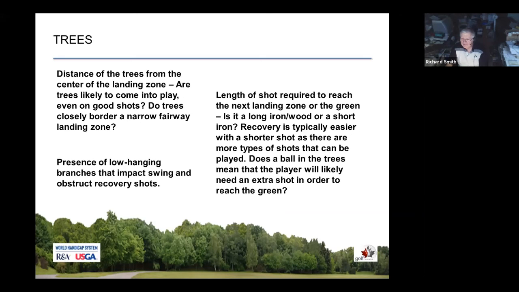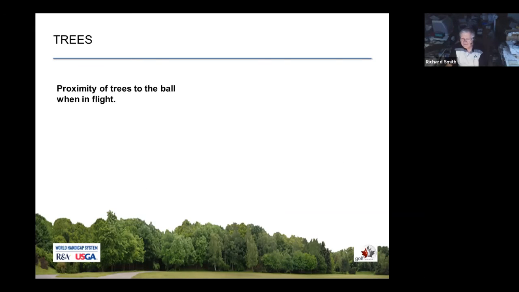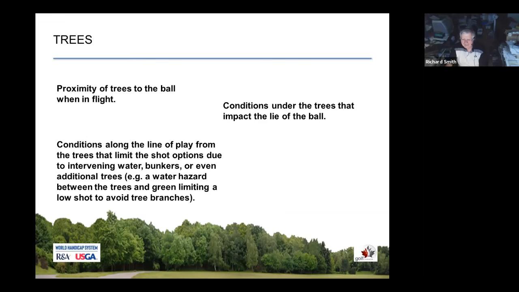Do we have a shot that's intended to go to another fairway landing zone, or is it intended to reach the green? That can make a difference too. Proximity of trees to the line of flight, conditions under the trees. Again, what's between where you are in the trees and, oh, there's something they should have changed. It shouldn't be a water hazard anymore. It should be a penalty area, but the thought is still the same.